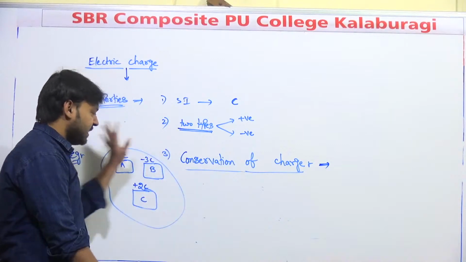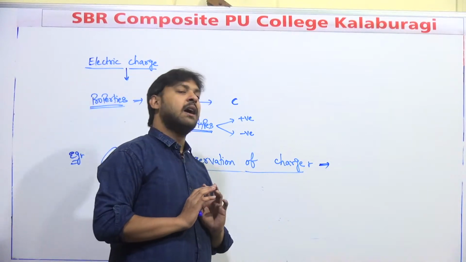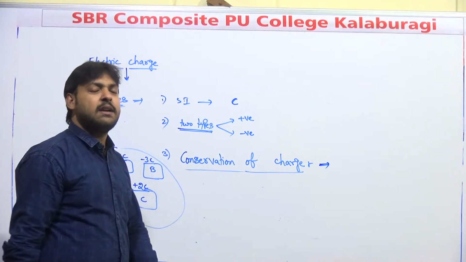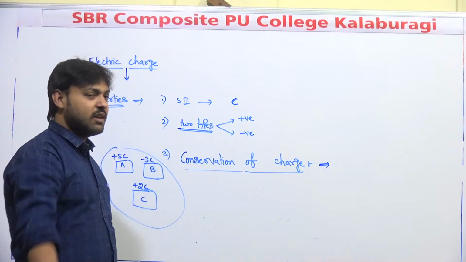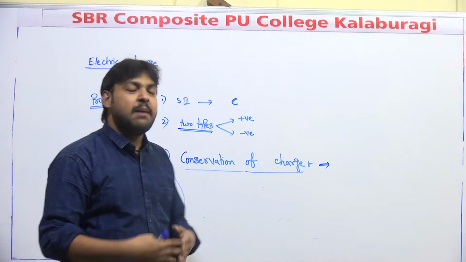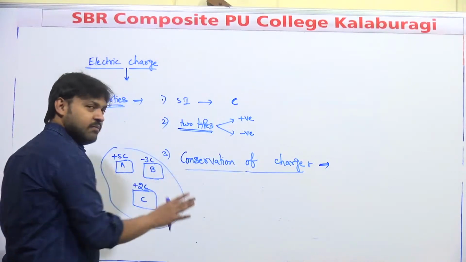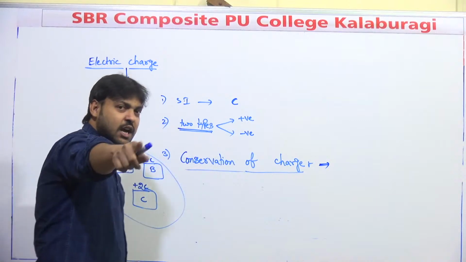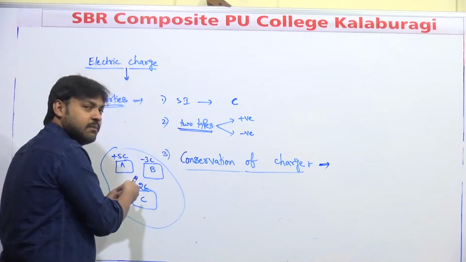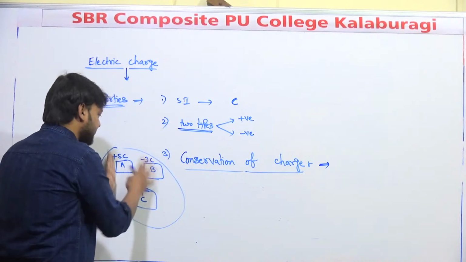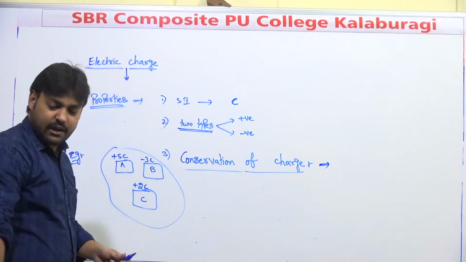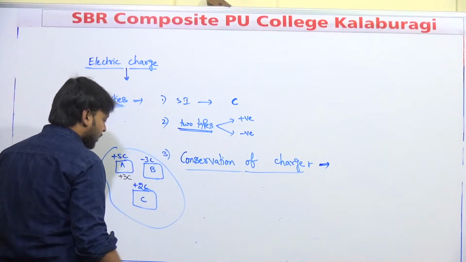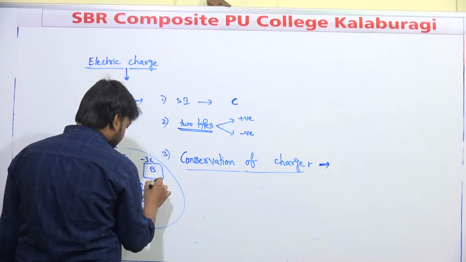I consider these three bodies as a system. Now I did some process on this. It might be conduction, induction, or friction by rubbing, which we will try to revise today. I did all of this with these three bodies only, without taking any other material from the surroundings. Finally, the charge I got is plus 3 coulombs on this body and minus 3 coulombs on this one.